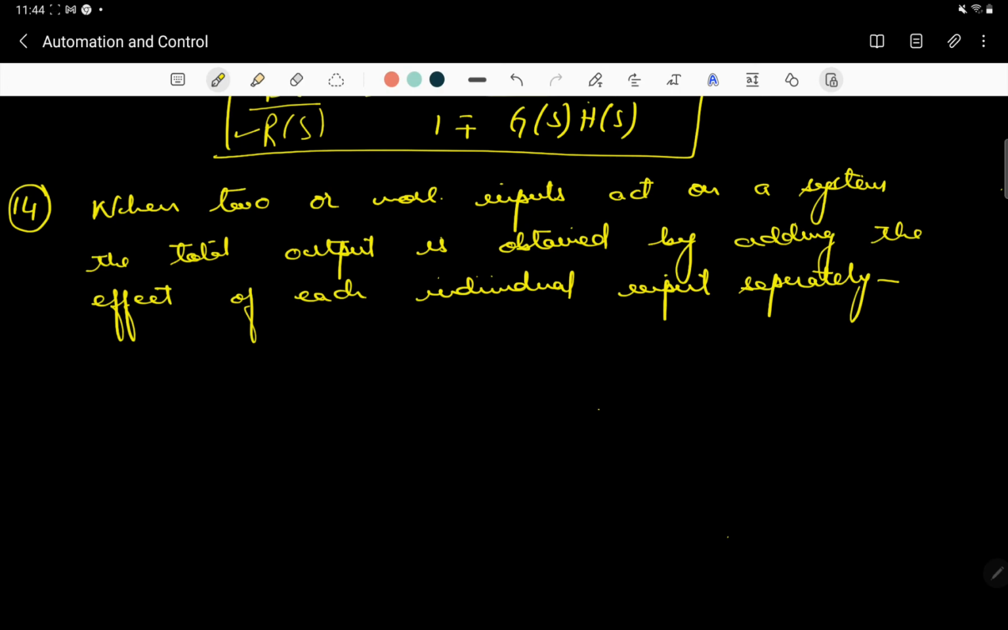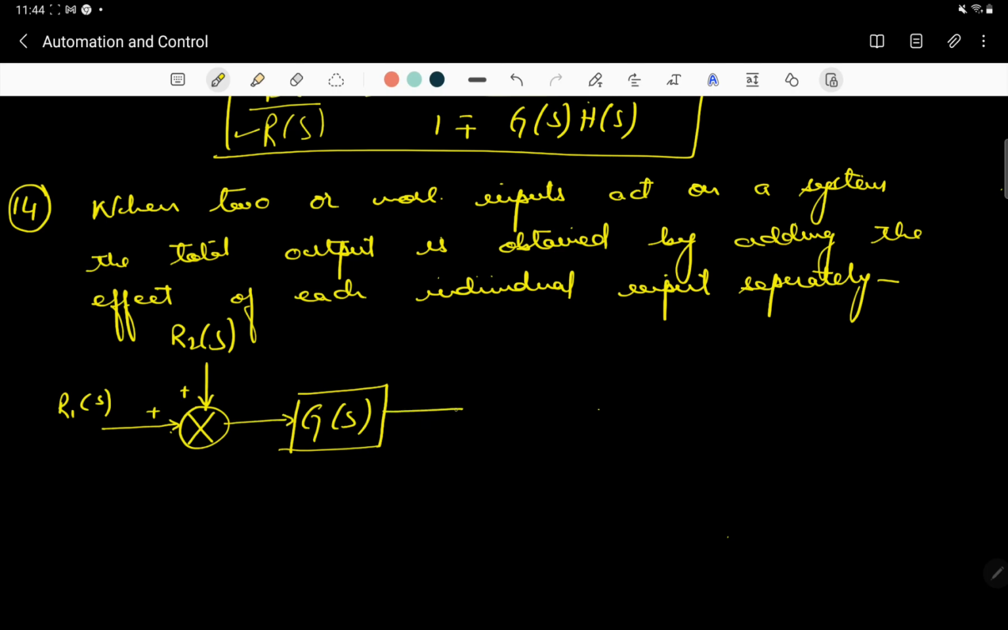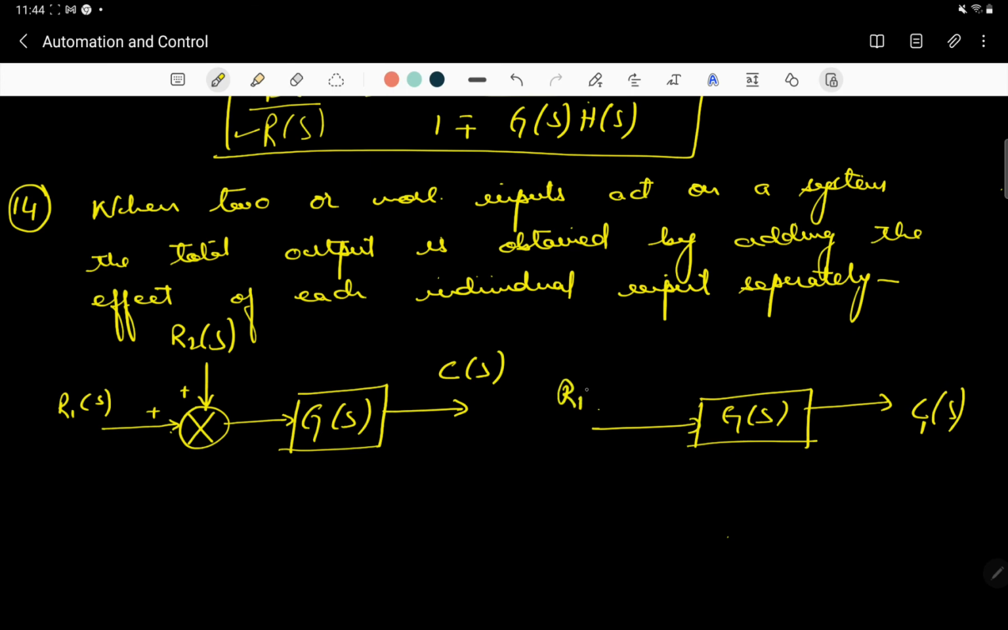When two or more inputs act on a system, the total output is obtained by adding the effect of each individual input separately. Let's see how this happens. This is a summation point in which both of the inputs are there. The first one is R1(s), the second one is R2(s). These two inputs are acting simultaneously on one system, where G(s) is the transfer function of this control system, and C(s) is the output. We can simplify this and take the individual output of each. If we consider R1(s), with G(s) as the transfer function, C1(s) is the output.